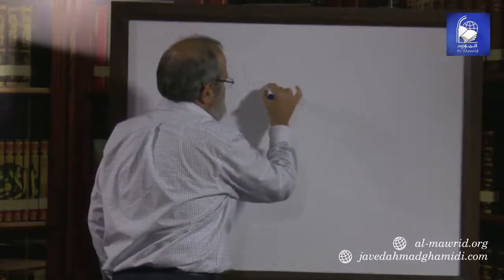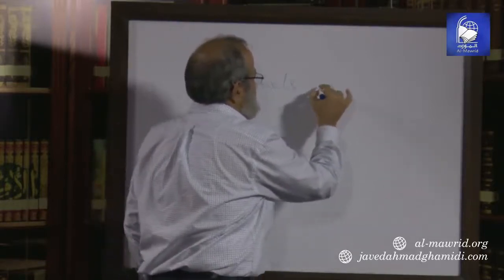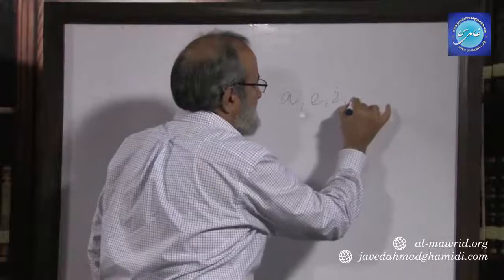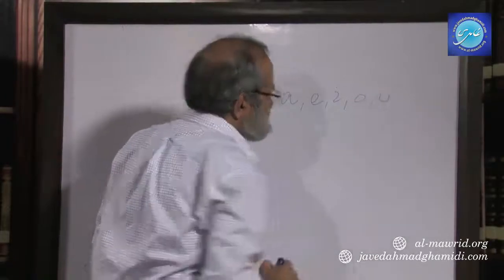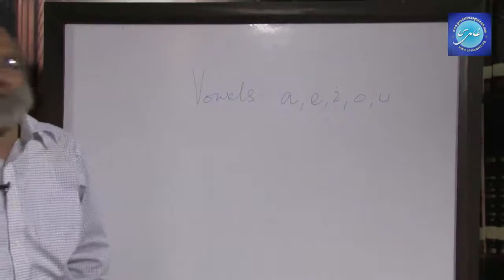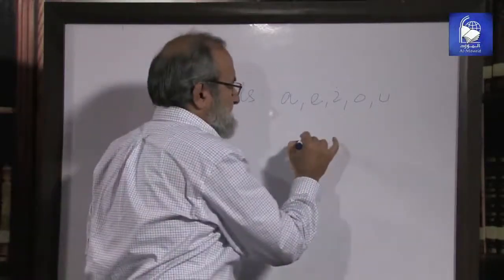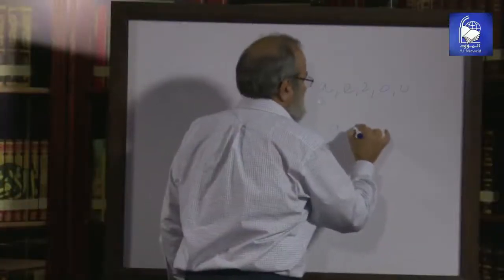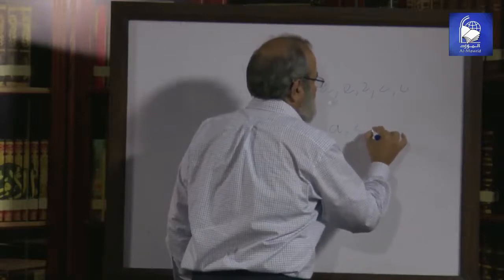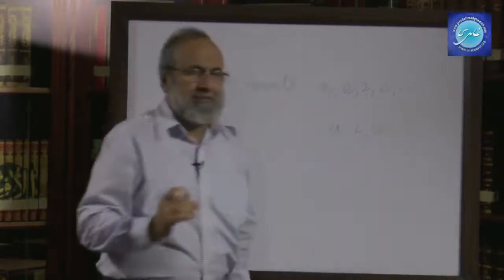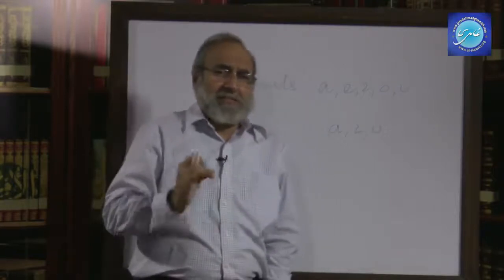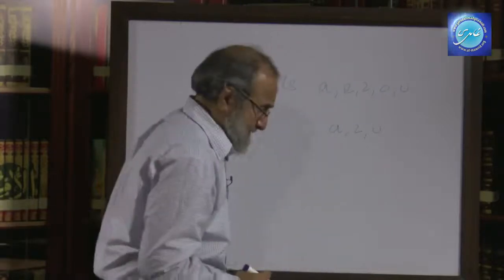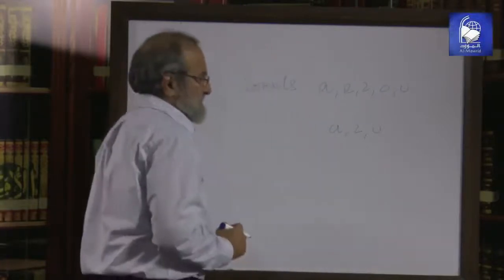The English vowels are A, E, I, O, U. In Arabic, interestingly, we have the equivalent of A, the equivalent of I, and the equivalent of U. So, as if systematically, the second and the fourth vowel in English have been removed as far as their usefulness for Arabic vowels is concerned.